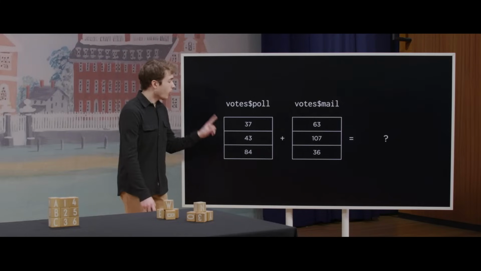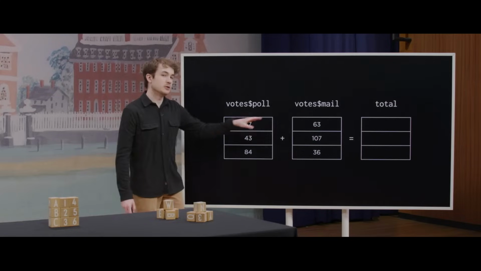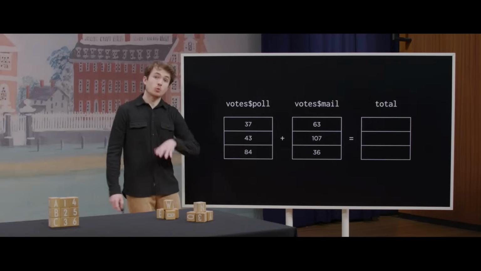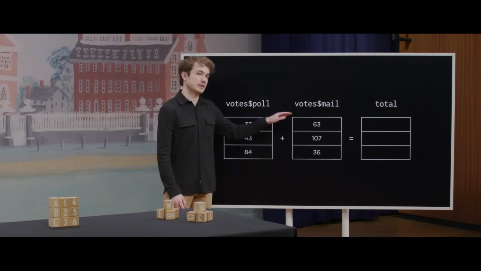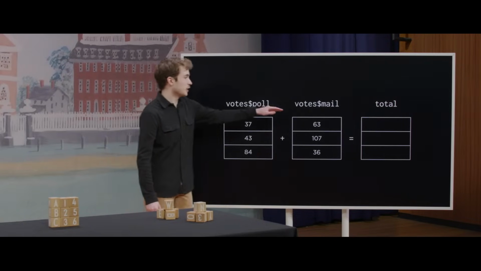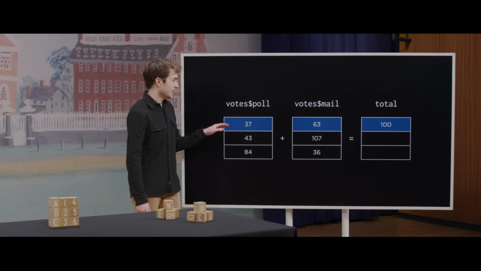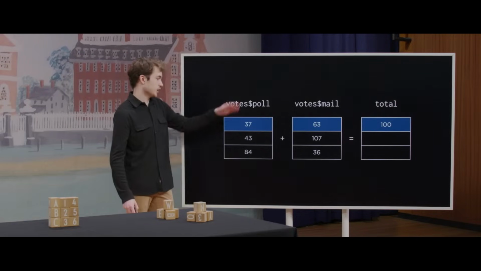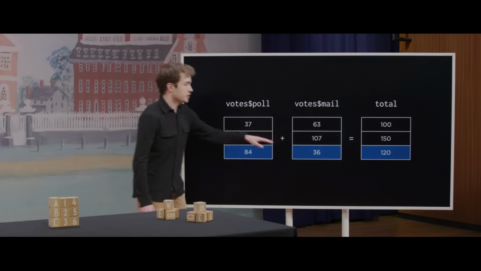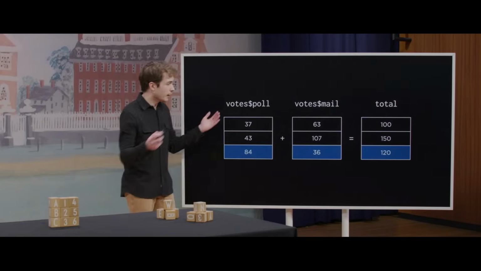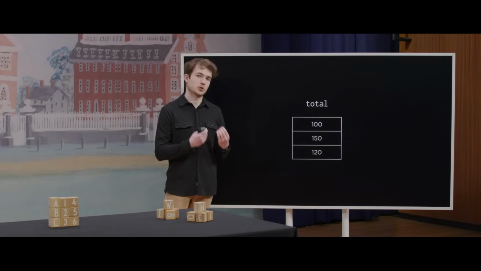Well, it turns out that R uses a new vector as the result of this, and it computes the new values element-wise. Element-wise meaning it goes top to bottom in each vector and adds those two corresponding elements together. So first it looks at the first element in each column, the poll column and the male column. 37 plus 63 is 100. Then it goes to the next one. 43 plus 107 is 150. Then it goes to the next one here. 84 plus 36 is now 120. And we now have a brand new vector by adding up or summing together these two distinct vectors overall.